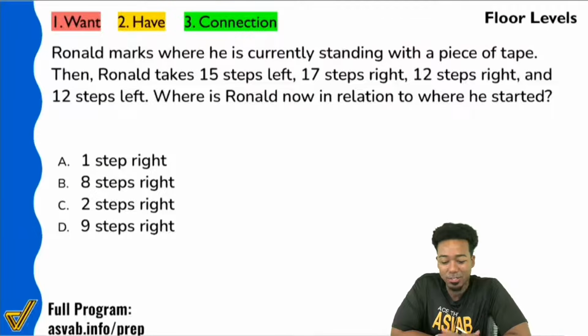Because the thing is, look, you knew the story of the problem. You knew what needed to be done. You were like, okay, just find the final position, and you're good.